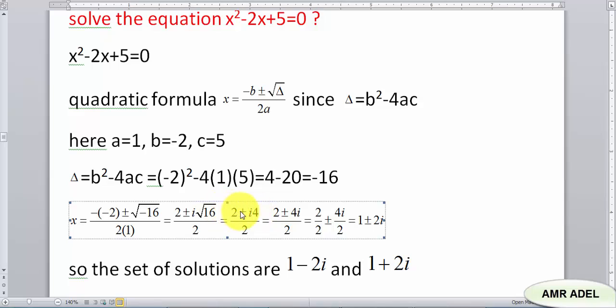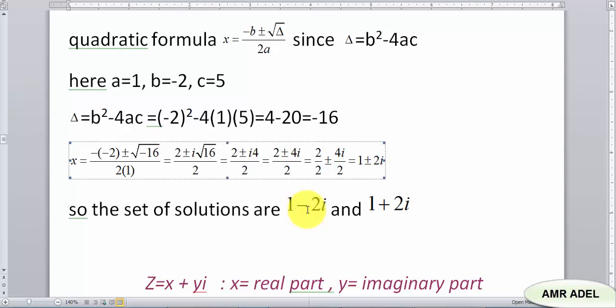So now, plus minus means we have two answers, plus and minus. Now just distribute the numerator over the denominator. 2 divided by 2 will be 1, and 4 divided by 2 will be 2i. We have plus and minus, which means we have two answers: 1 minus 2i and 1 plus 2i.